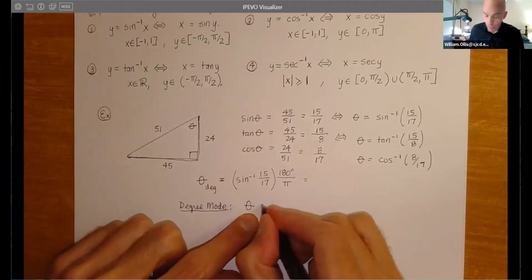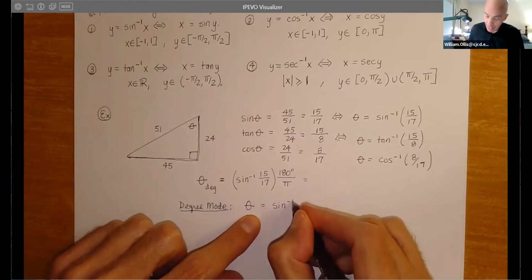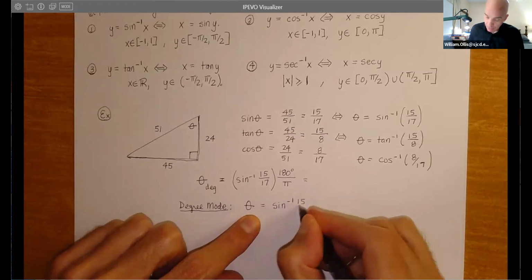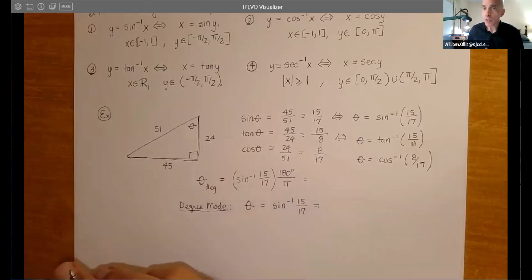We can just say, okay, we're in degree mode. So this is going to give us an answer in degrees using the calculator's ability to convert for us. So that's what I want to show you because we're going to be doing some approximations today.